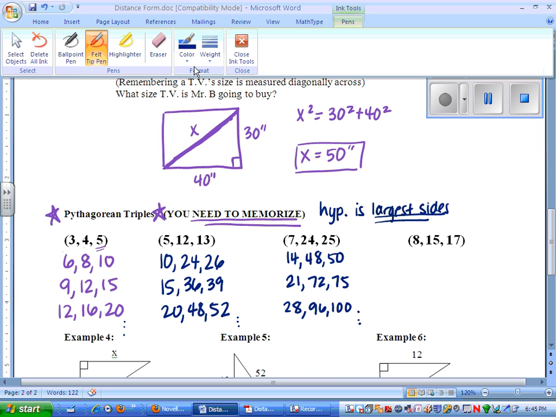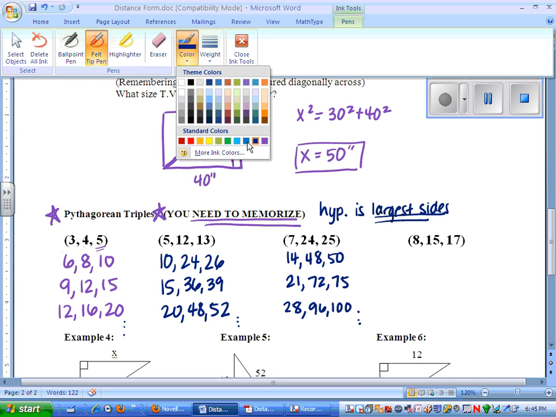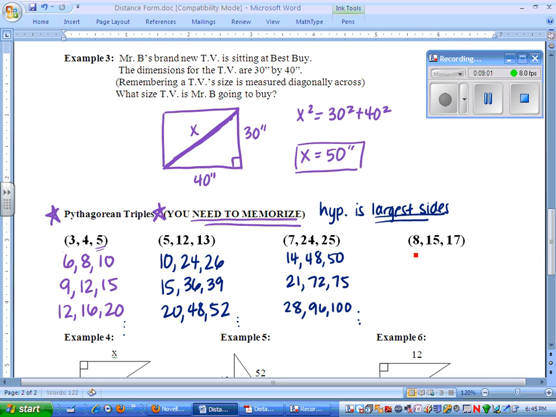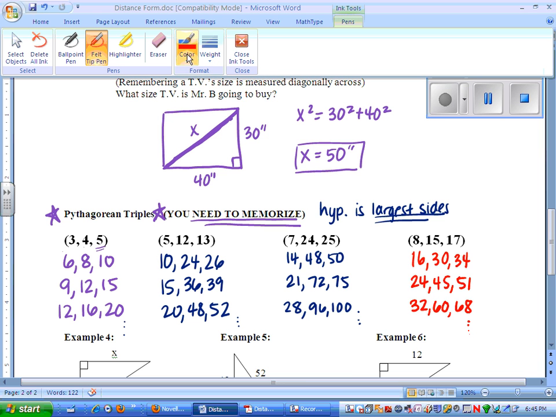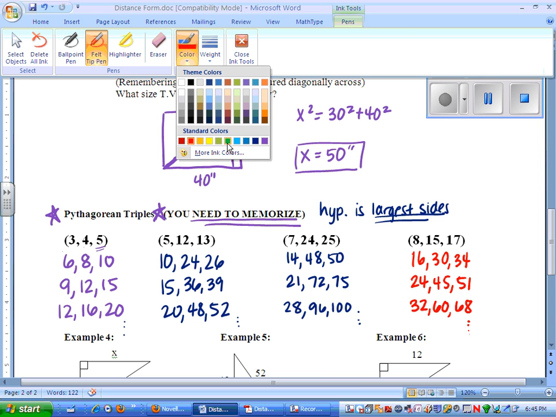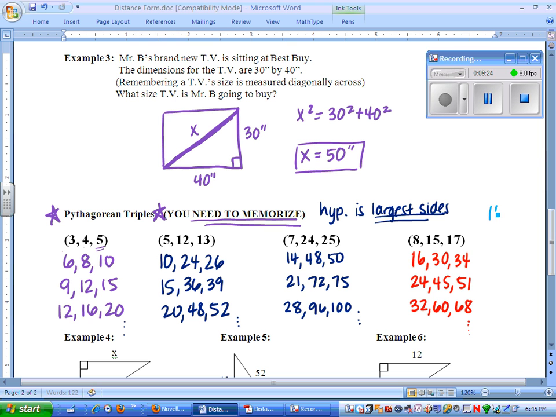And then my last one, 8, 15, 17. Let's multiply by 2. So we have 16, 30, and 34. I also have 24, 45, and 51, multiplying by 3, and by 4, 32, 60, and 68. Again, I can multiply by 5 and keep going. Another triple that we did not mention, but is also useful, is 11, 60, and 61. So you could do that with those three numbers as well.